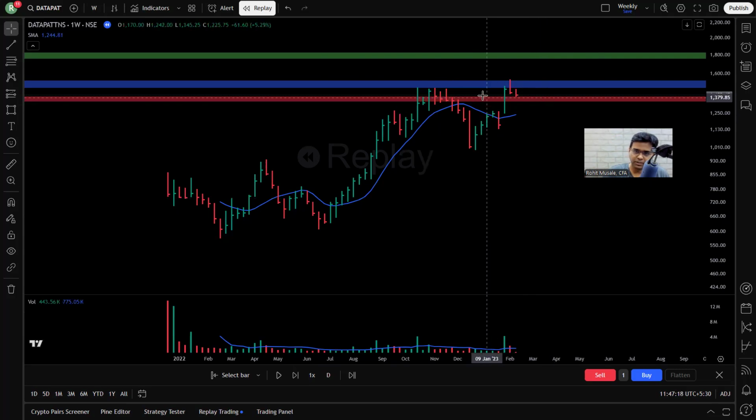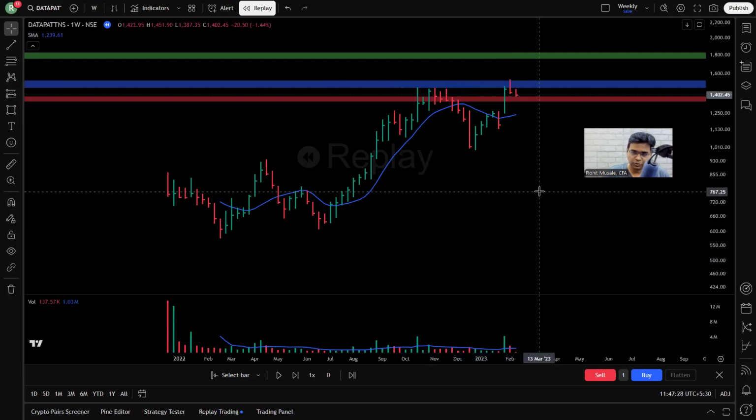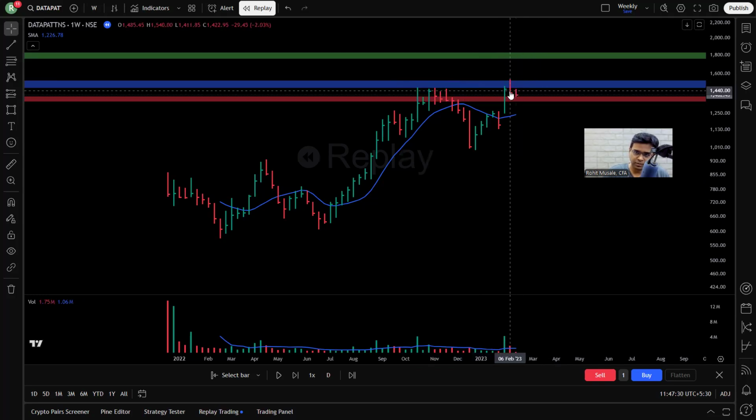So what's the pivot here? 1465. What is the close of this candle? It is 1422. What's the pivot point? It's 1465. So in this week the stock has closed below the pivot point, which means what? Real winners don't close below the pivot point. This stock has closed below the pivot point, which means you have to lighten up on your position.